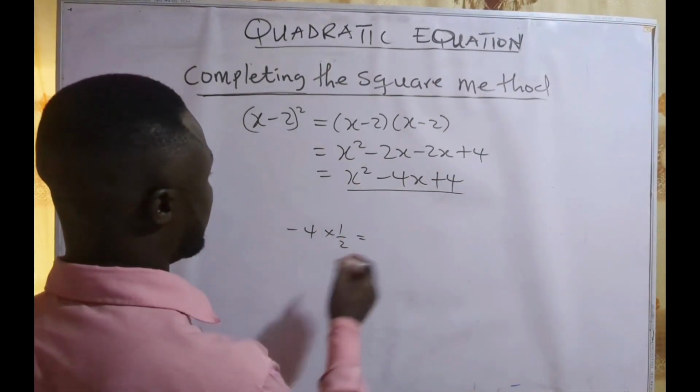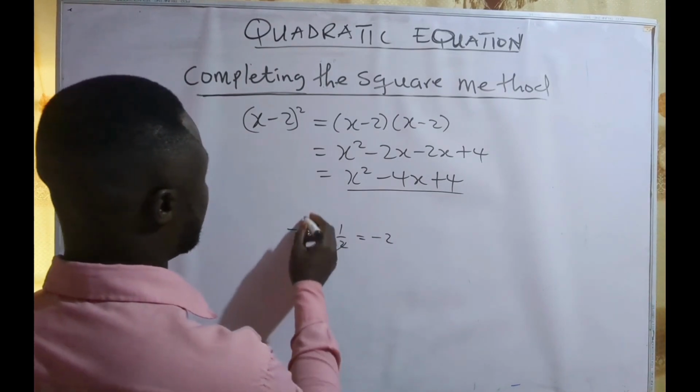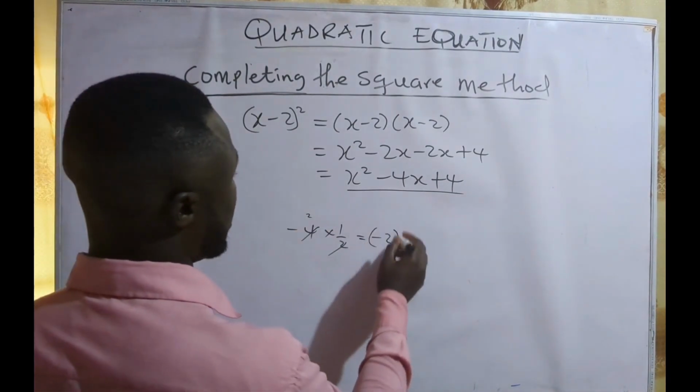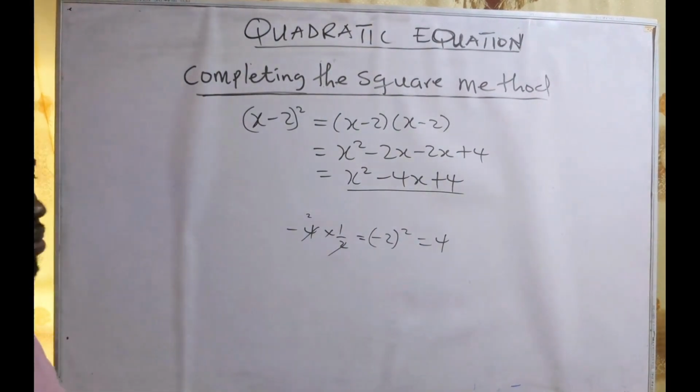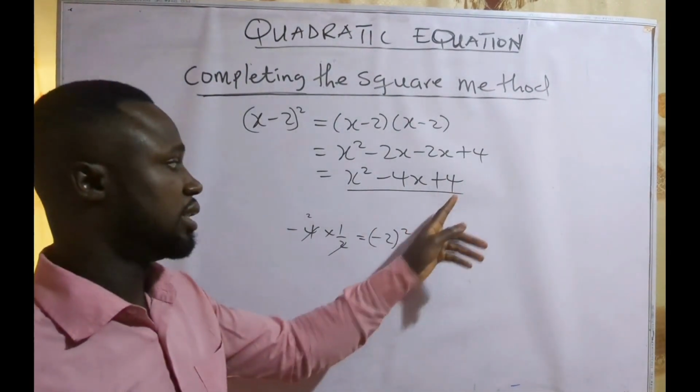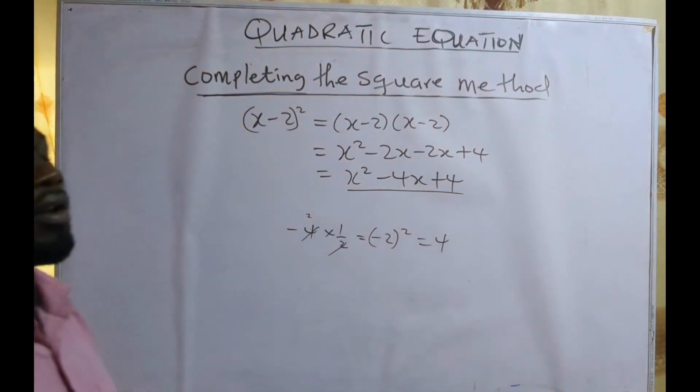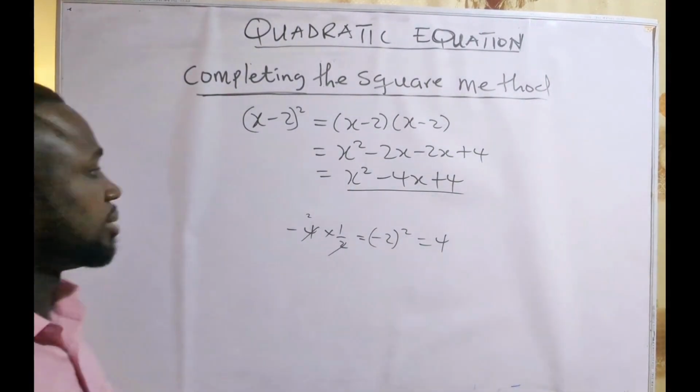Negative 4 times half will give me negative 2. When I square negative 2, what do I get? I get 4. So that is what happens here. Let's look at another example too and see something.